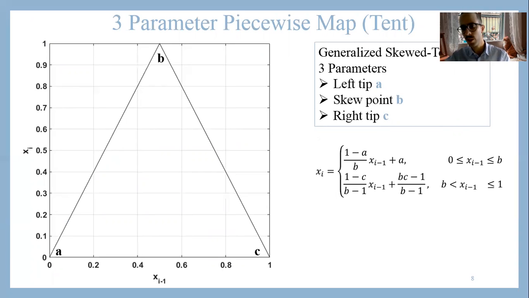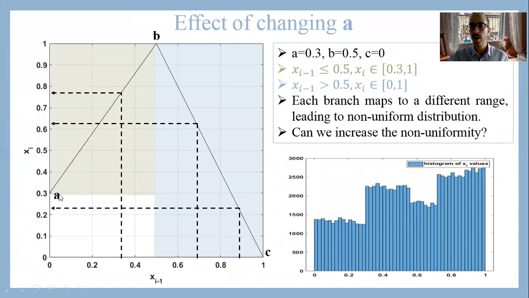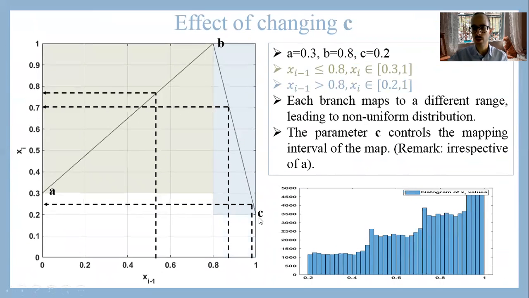Initially, what we did is study the effect of each parameter. In the symmetric case, we may achieve a uniform distribution of our chaotic values, but by affecting the value of A, we may achieve a skewness to the right of the distribution of values. Similarly, by changing beta, we can achieve this even better. So we may have an even higher non-uniformity, as you see right here, while by affecting C, we can actually control the range of the values. So here it goes from 2.0 to 1.